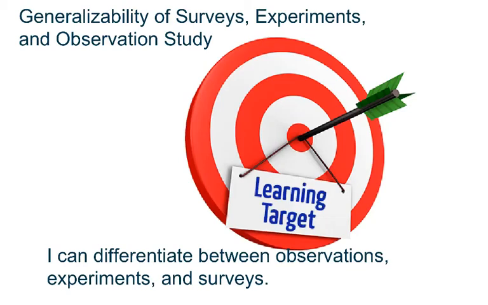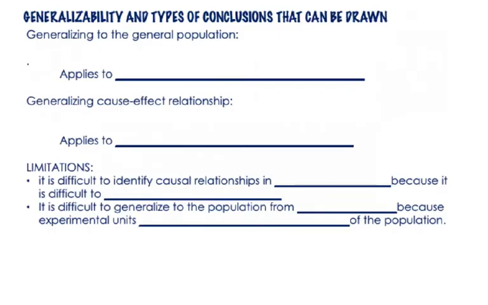Alright, so this video is the generalizability of surveys, experiments, and observation study. So really, what we want to do, our learning target, I can differentiate between observations, experiments, and surveys. So we've already looked at all three of them. Let's just look a little more in depth at it. So generalizability and types of conclusions that can be drawn.